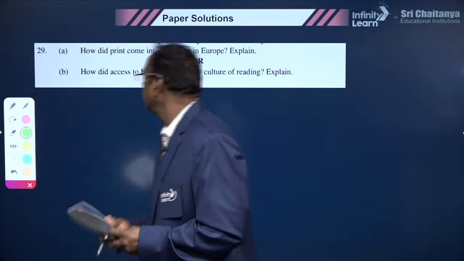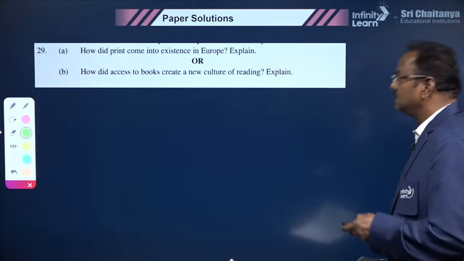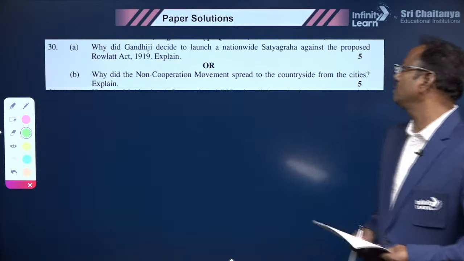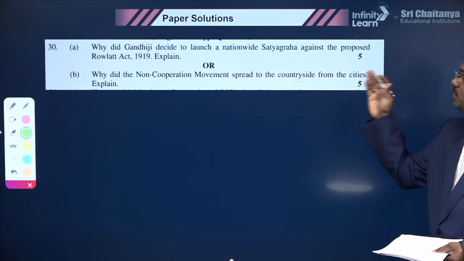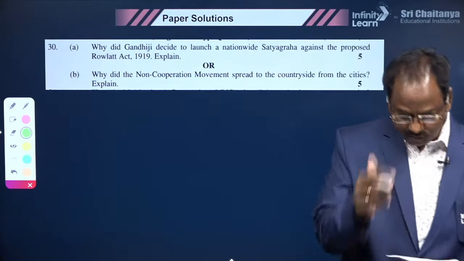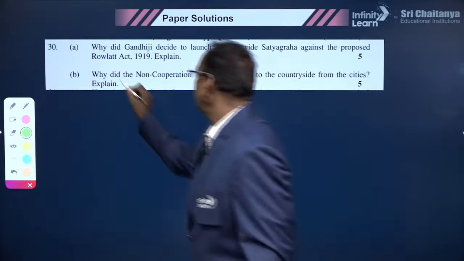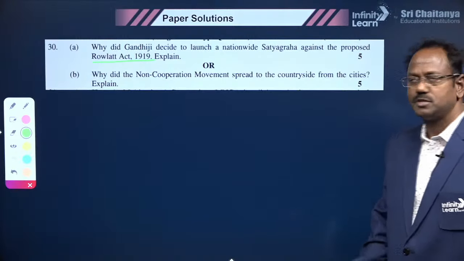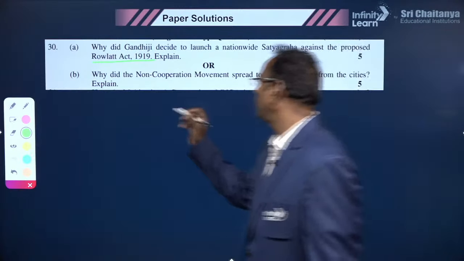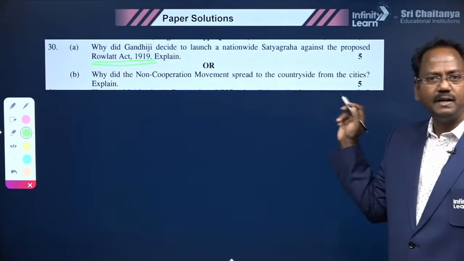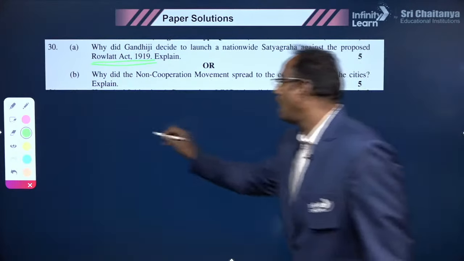And next, I go to question number 30: Why did Gandhi decide to launch a nationwide satyagraha against the proposed Rowlatt Act of 1919? First of all, you have to see what the Rowlatt Act is. It was named after Mr. Rowlatt, one of the important persons in the British administration. And in 1919 it was launched hurriedly.